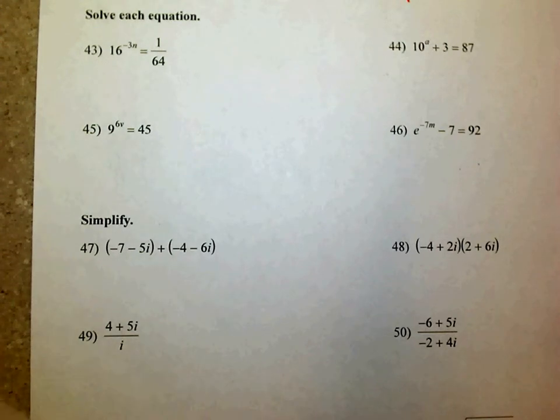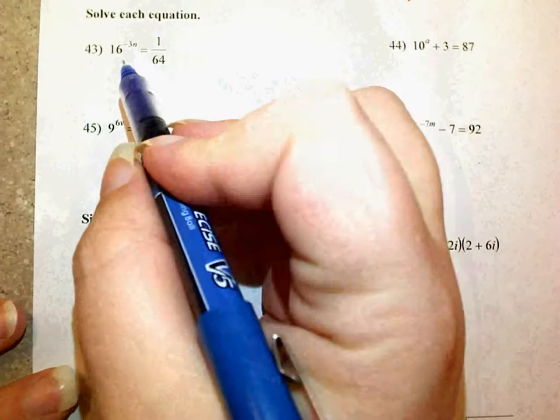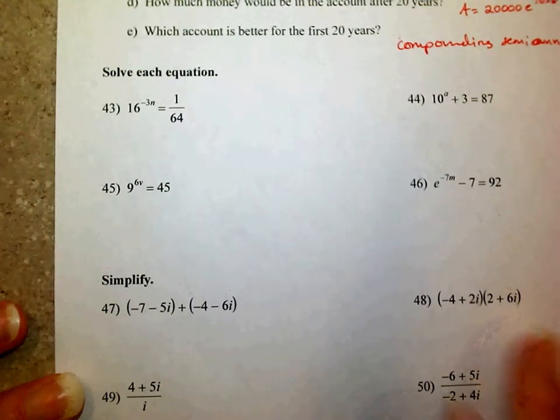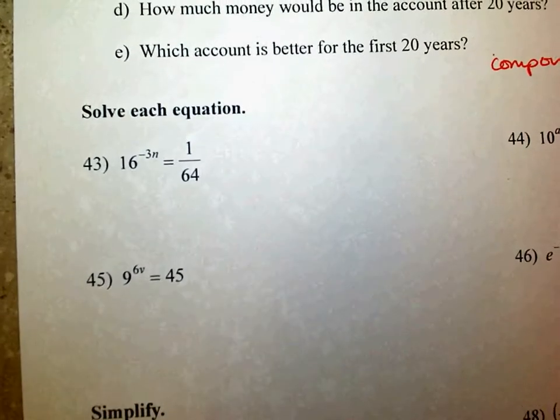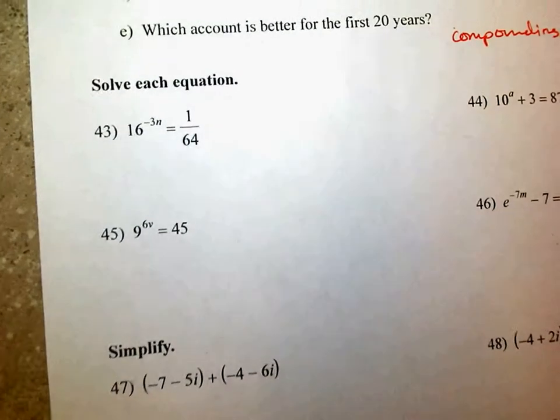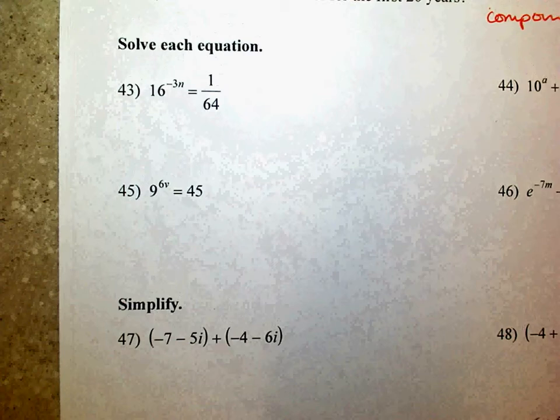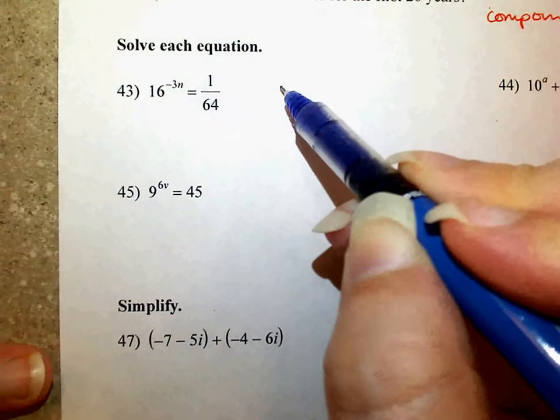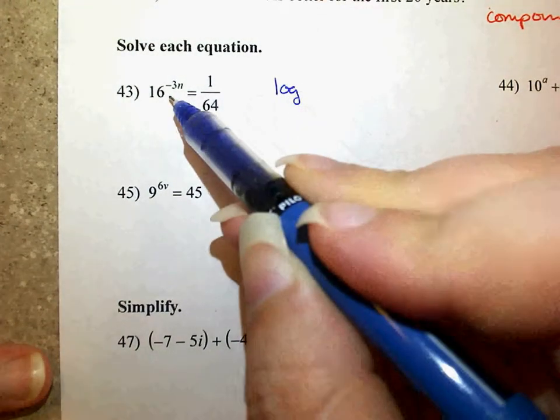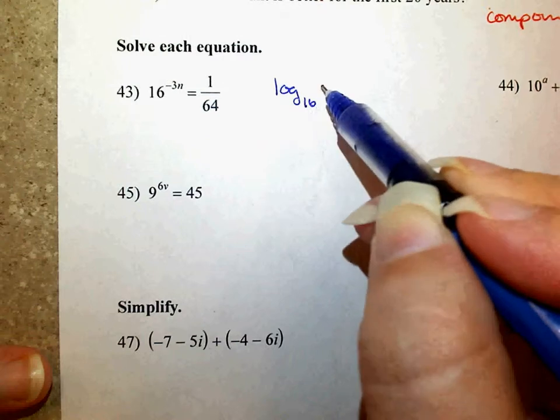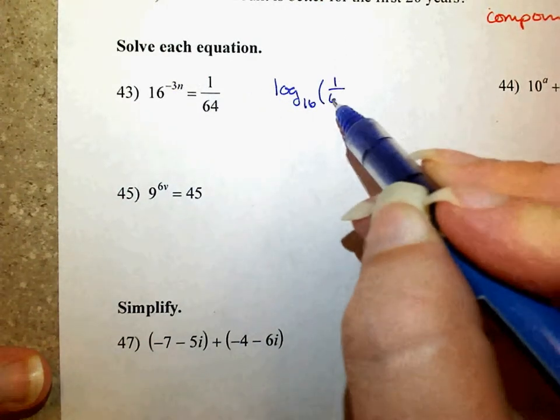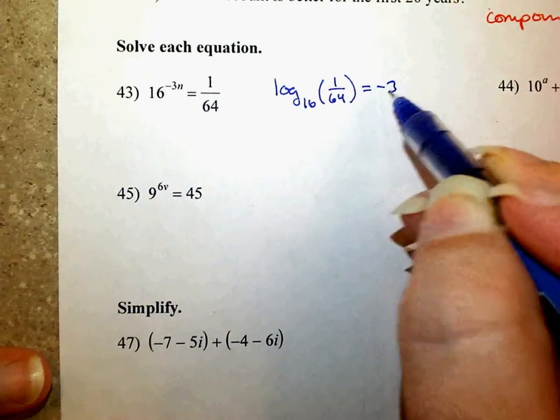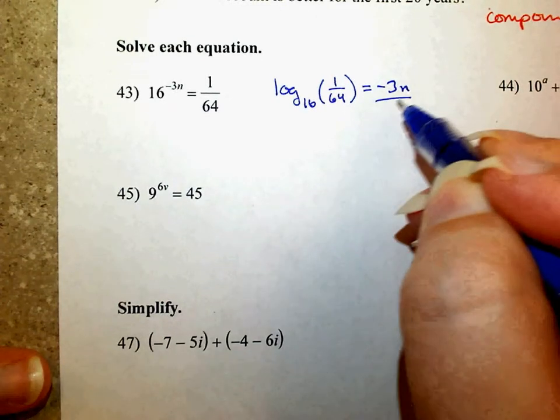If it's in exponential form, one of the easiest ways to solve it is to convert to a log. Okay? It doesn't have to be done that way, but it's probably the easiest way to remember it. Log, remember the base of the exponent is the base of the log, 16 of, can't be negative 3n, so 1 over 64 equals a negative 3n. How do I solve for n? Divide by negative 3. And then let's type that in.